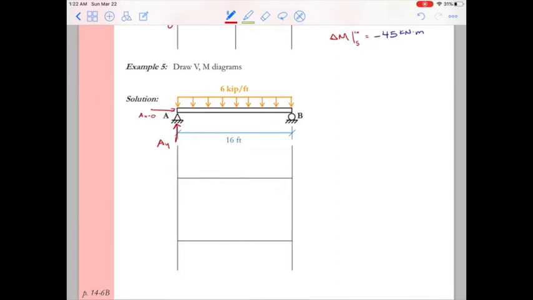Example 5 is a very common case. A lot of times in buildings we'll have distributed loads on beams. Even in bridges we have a lot of distributed loads on beams. So this is one that we have to be very comfortable with.